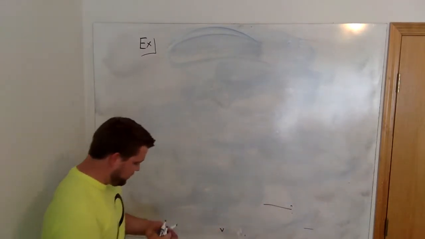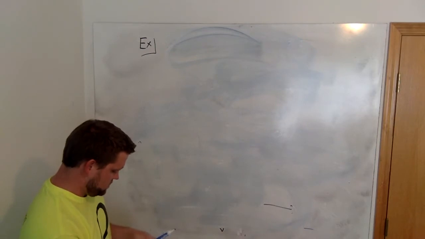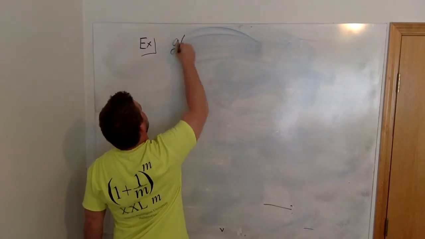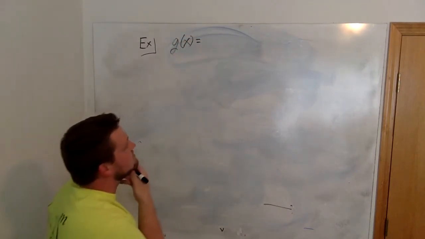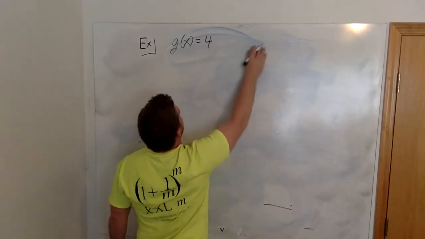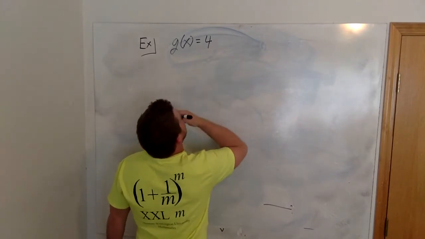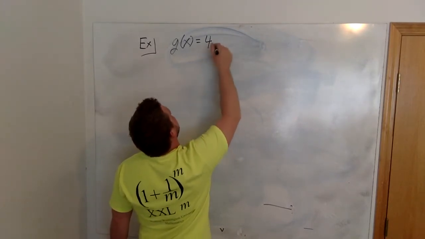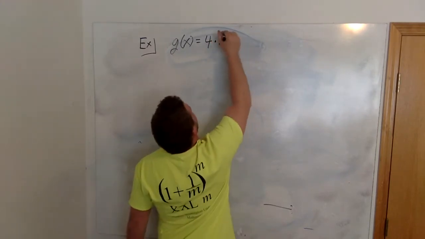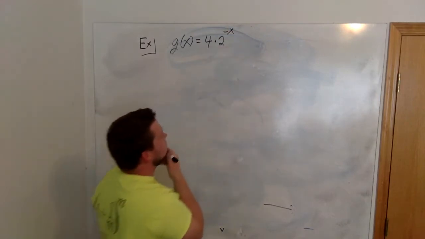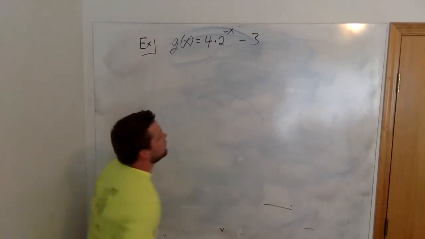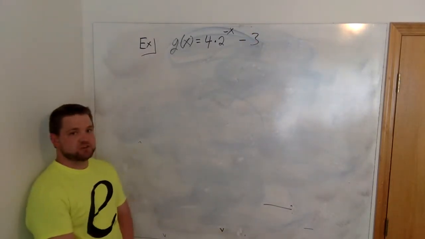So let's say that we want to graph the function. Let's say we want to graph g of x. And let's say g of x is, how about we do 4 times 2 to the negative x, and then how about we subtract 3, for example. So let's go ahead and try to graph this exponential function.